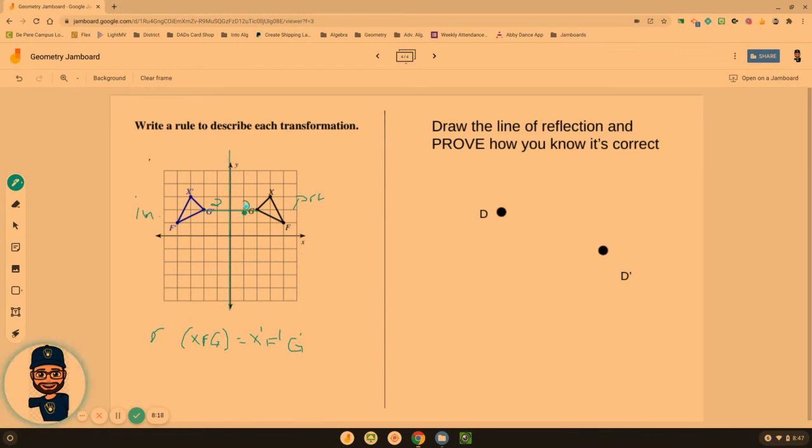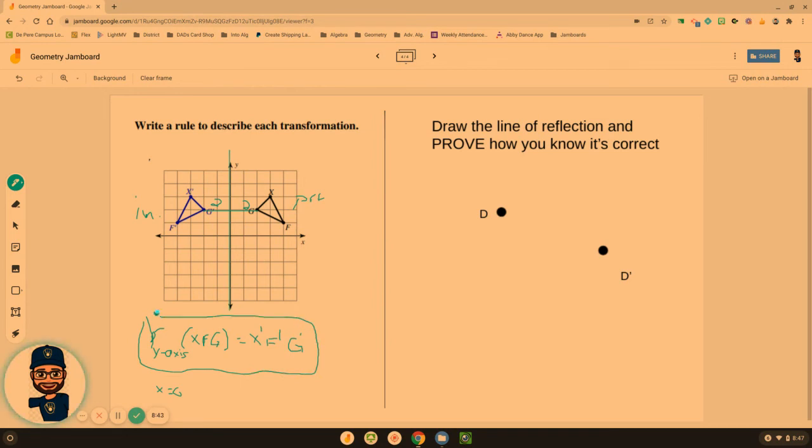Well, what axis is that? We could say the reflection over the y-axis. Reflect the pre-image over the y-axis. Others might also put the line x equals 0, because that's the actual equation for that line. Okay, so we might have to sometimes write these rules for the notation.